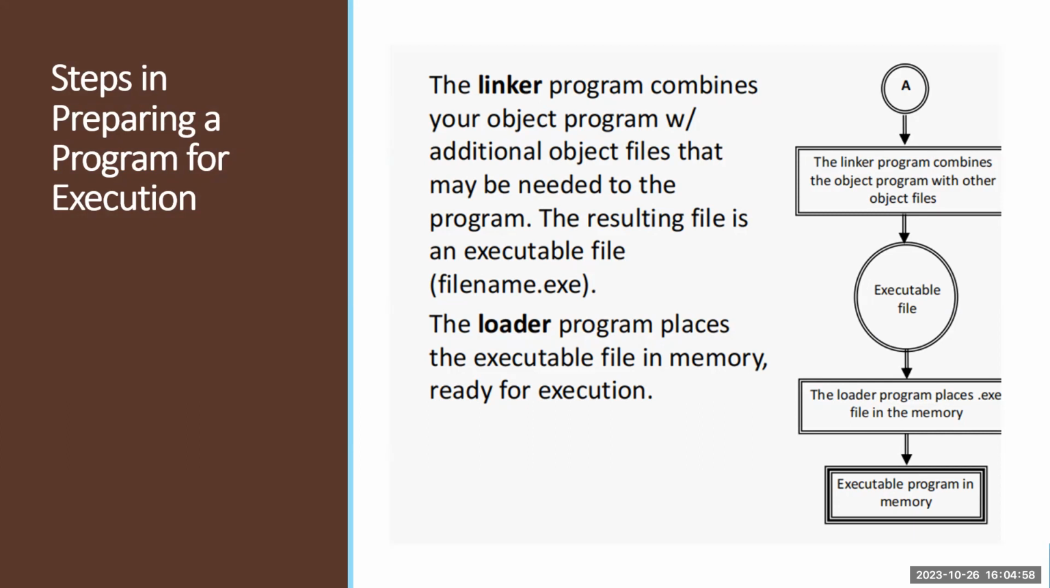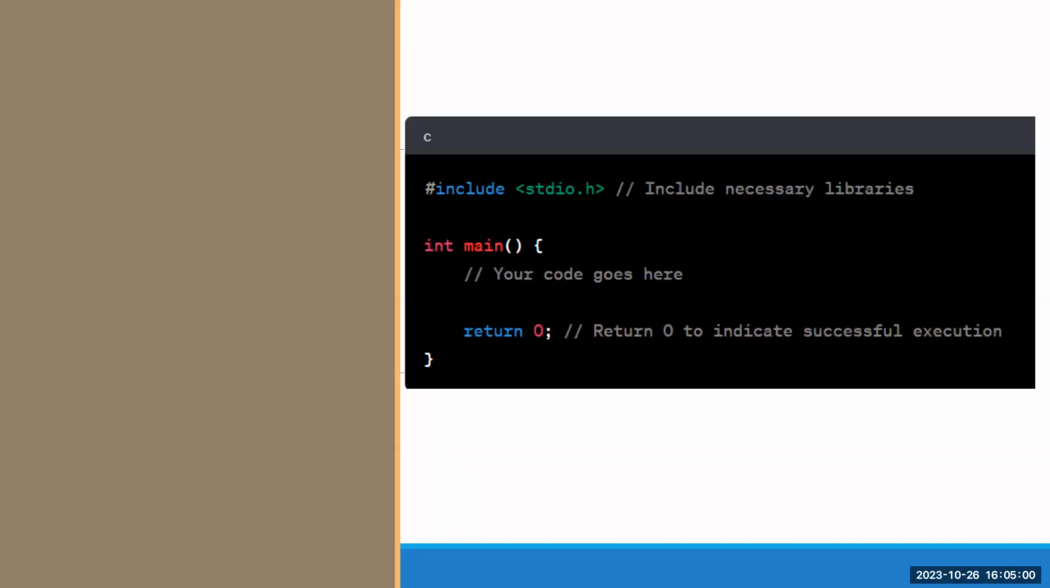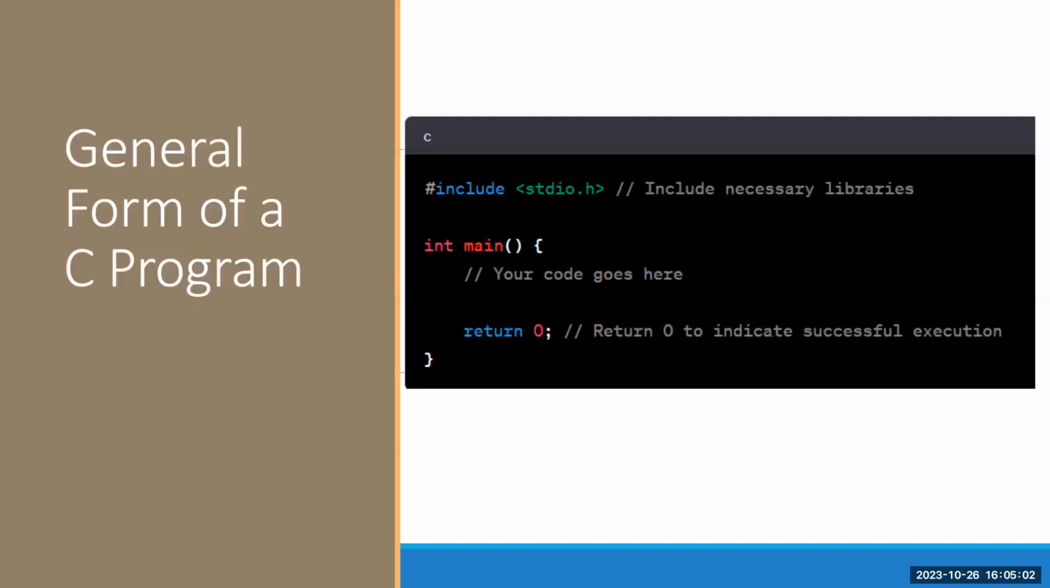Now let's take a quick look at the general form of a C program. In this simple example, we can see the inclusion of a standard library, the main function where your code resides, and the return zero statement indicating a successful execution. So the numerical differentiation and integration code would be implemented within the main function.